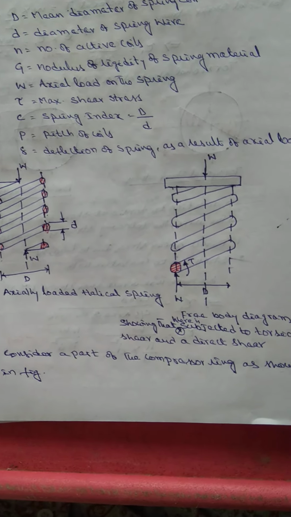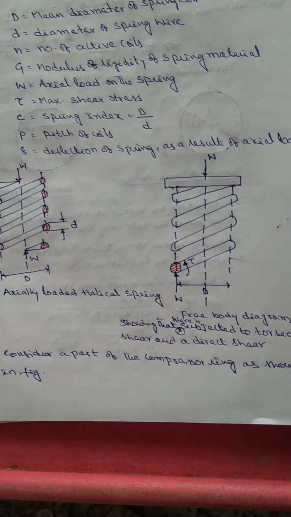Torsional shear. So consider a part of the compressed spring as shown in the figure. Now the load W tends to rotate the wire due to the twisting moment. So whenever the twisting moment occurs, torsional shear stress will be induced. The spring is under the action of two things, that is W and the twisting moment T.